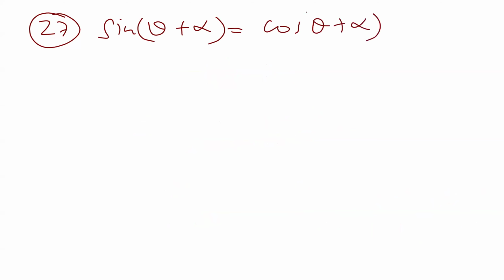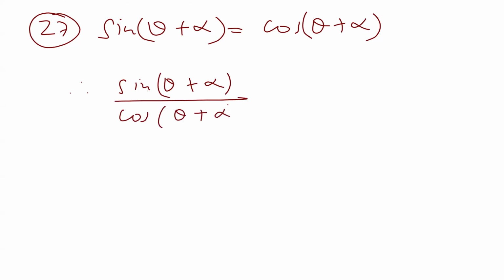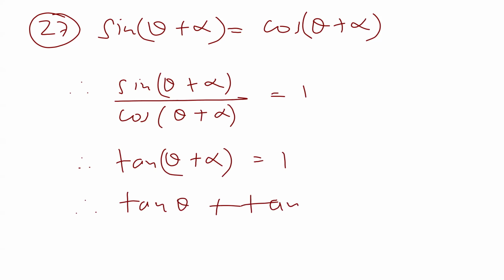Question number 27. Now sin of theta plus alpha is equal to cos of theta plus alpha. Therefore, sin of theta plus alpha upon cos of theta plus alpha is equal to 1. Therefore, tan of theta plus alpha is equal to 1. Right? So, tan A plus B formula: tan A plus tan B upon 1 minus tan A tan B is equal to 1.